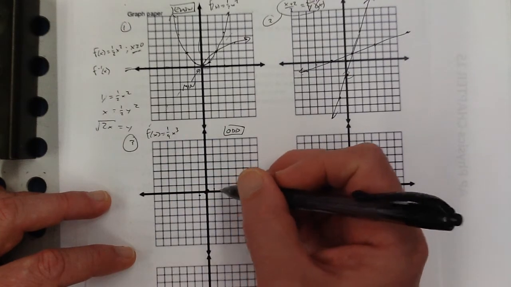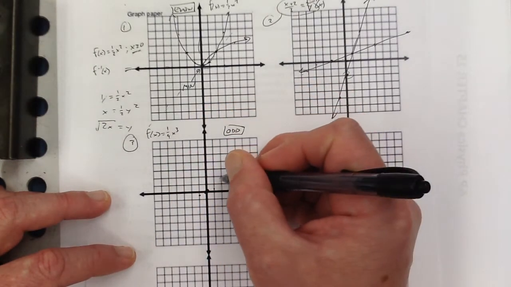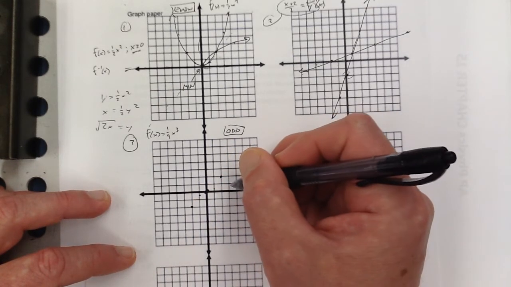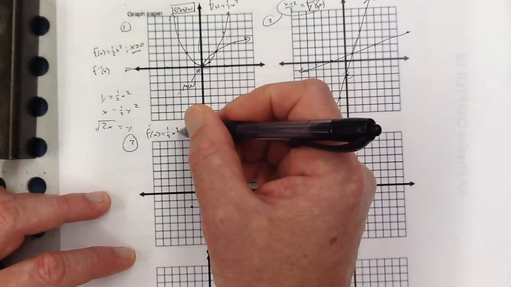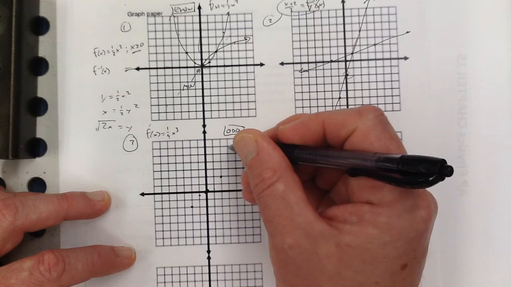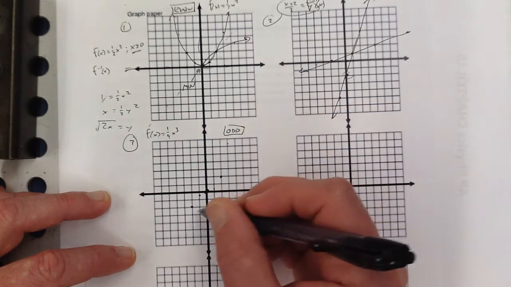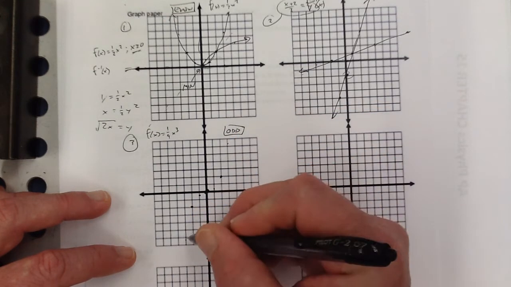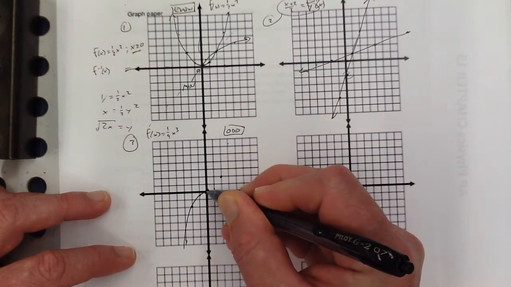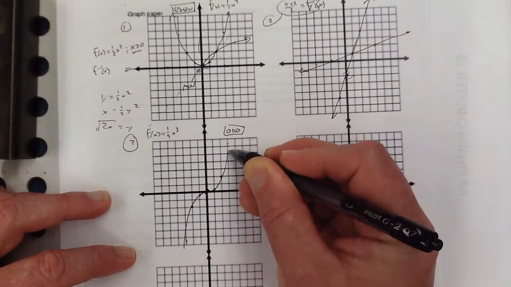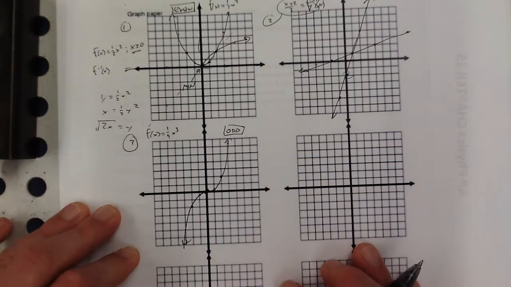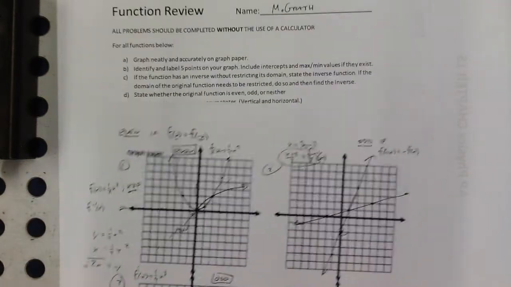So what if I plug in 2? 2 cubed is 8, divided by 4 is 2. And if I plug in 3, that's 27 divided by 4. It's like 6 and change. I just barely get that on there. All right. There's a bunch of points. Not bad, not bad. Okay, let's see what else we got.